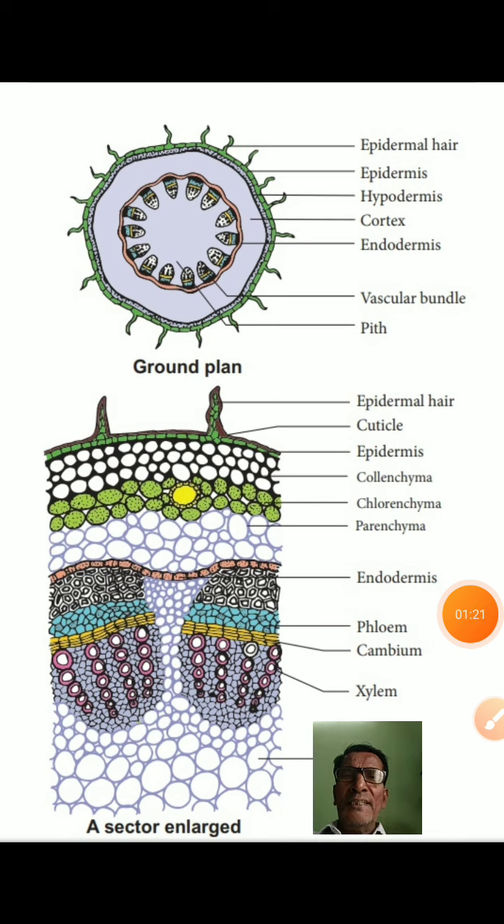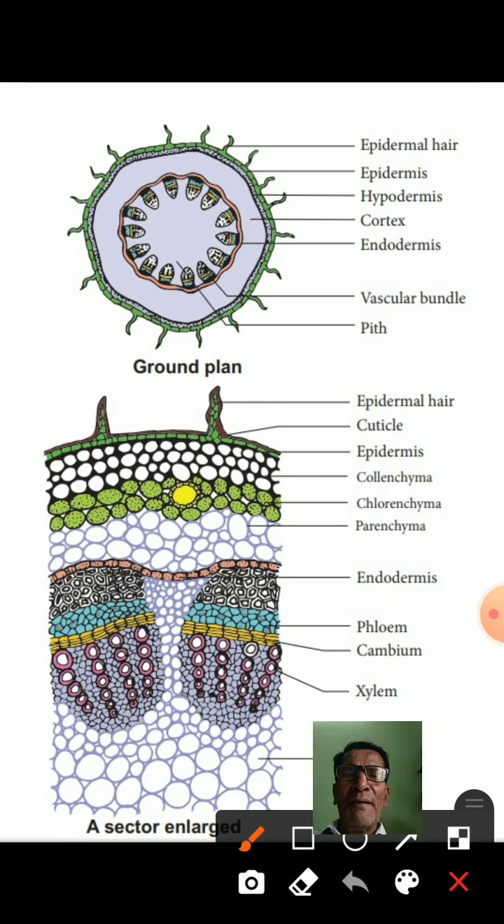Now, this image shows two figures. The first figure is of the ground plan, that is the diagrammatic section of the sunflower stem. This is a transverse section of the sunflower stem. Transverse section means the stem has been cut at right angle to the growing axis.